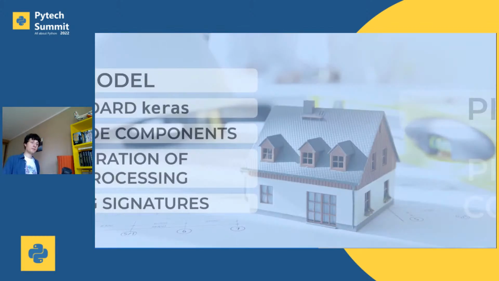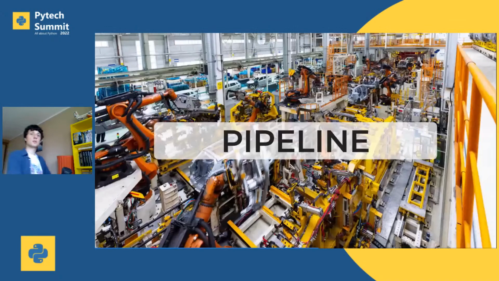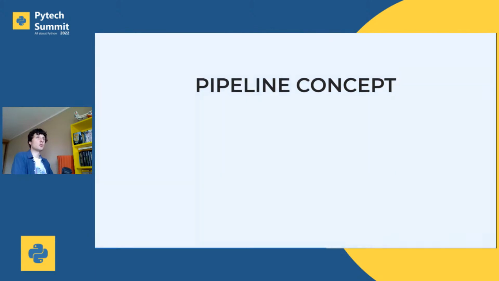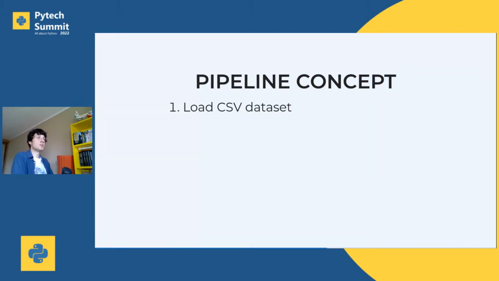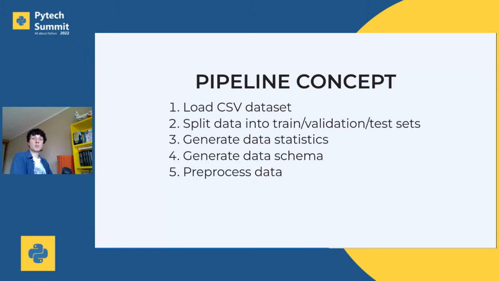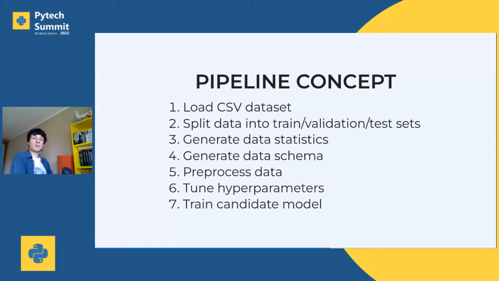Now that we have the model implemented, we can start to create a pipeline that will take care of training and deploying such a model. First, let's talk about how this pipeline should work. What should it do? Well, first, it should load the CSV dataset. Then, of course, we want to split the dataset into training, validation, and test sets. We want to generate some data statistics. We want to generate the schema of this data. We want to pre-process the data. Then we want to run some hyperparameter tuner. And then we want to train a candidate model.